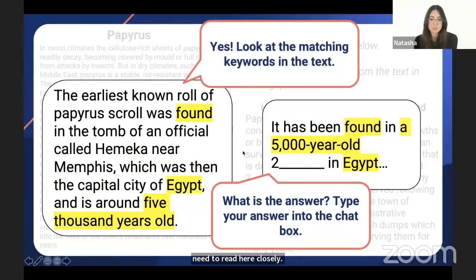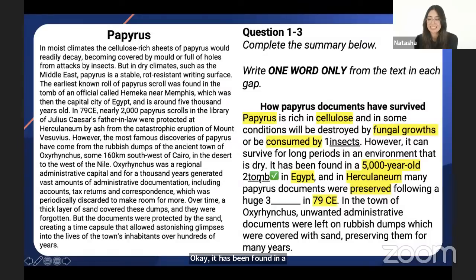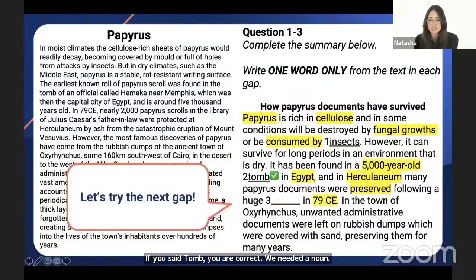Okay, it has been found in a 5,000-year-old tomb in Egypt. If you said tomb, you are correct. We needed a noun there, okay? All right, let's try the final gap together.